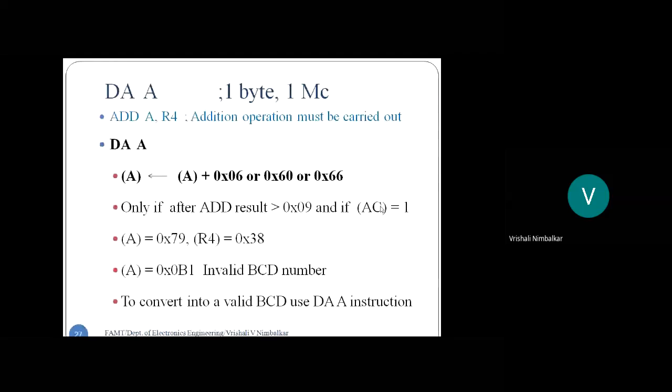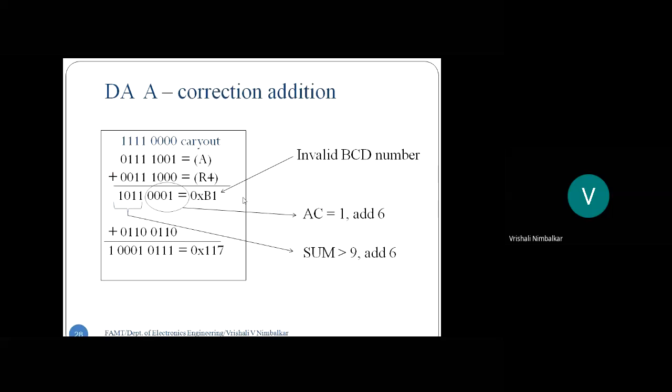This is done automatically by the microcontroller. The programmer need not do anything; the programmer should only write the instruction DAA, decimal adjust accumulator. So we saw an example. If two numbers, 79, are added with 38, how does the microcontroller do the addition? It gives the answer B1, but B1 is an invalid BCD number. Then how does the DAA instruction correct it and make it valid? Checking the condition of auxiliary carry, checking the condition that the sum is greater than 9, and performing addition of 6, which in turn gives a valid BCD number.